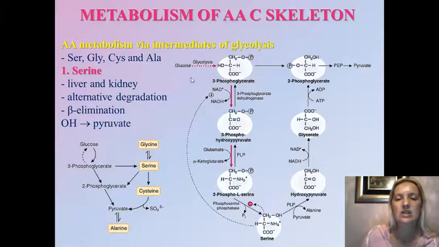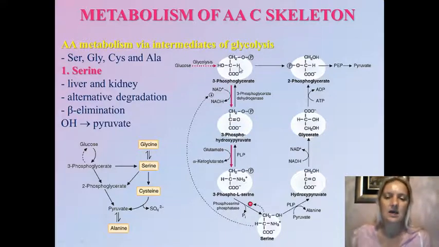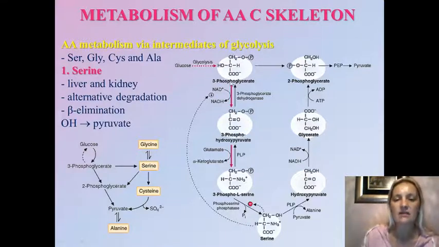And the biosynthesis of serine starts from 3-phosphoglycerate, which is a glycolytic intermediate, and 3-phosphoglycerate undergoes oxidation of the hydroxyl group to a keto group by 3-phosphoglycerate dehydrogenase, and of course the acceptor of reducing equivalents is the NAD coenzyme, converted to the reduced form, NADH.